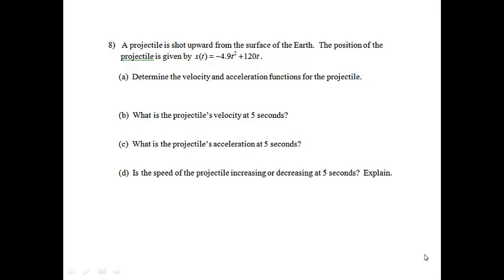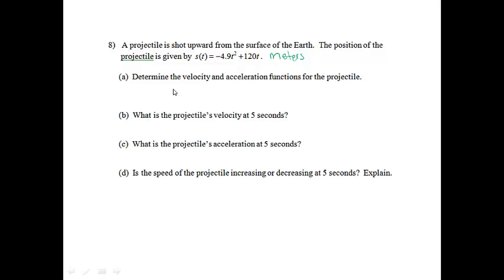Problem 8. A projectile is shot upward from the surface of the Earth. The position of the projectile is given by s of t equals negative 4.9 t squared plus 120t. And in case I didn't mention this earlier, since I can tell that this is in meters, we will assume that the position is in meters. So please just change that on your practice test.